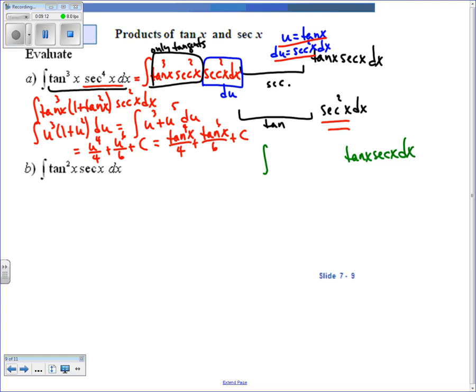And so what's going to be left is a tangent squared of x, and then a secant cubed of x. But this one's the key. This is your du. If that's my du, that means my u is going to have to be secant. So that means everything else here needs to be secants.